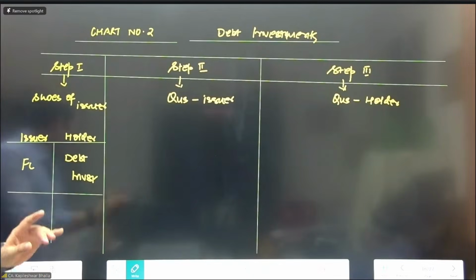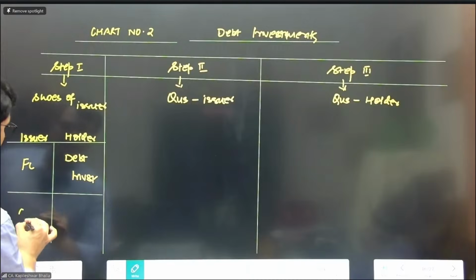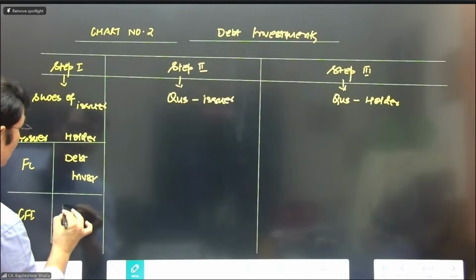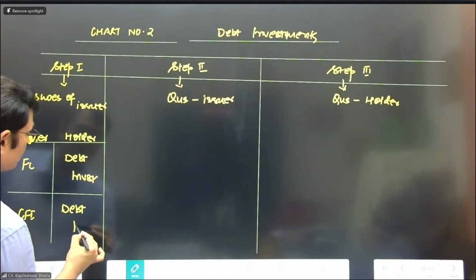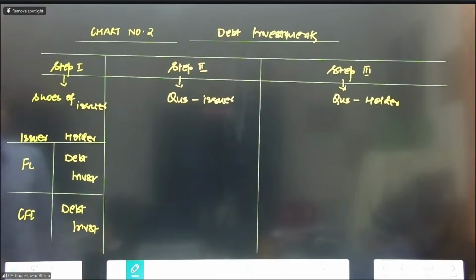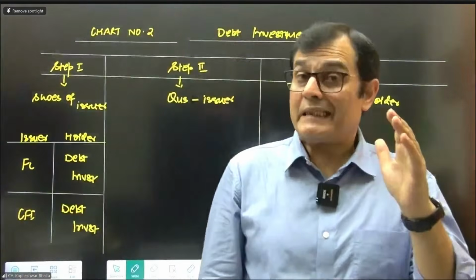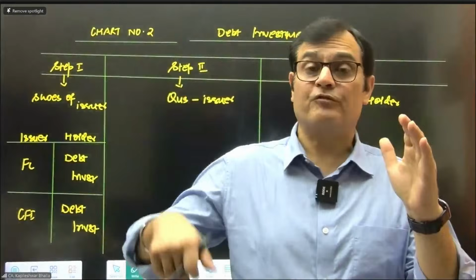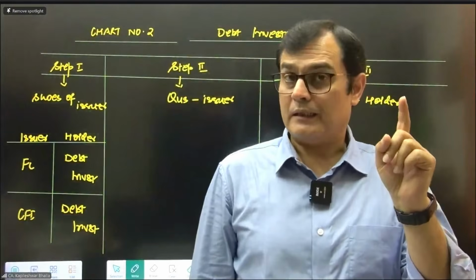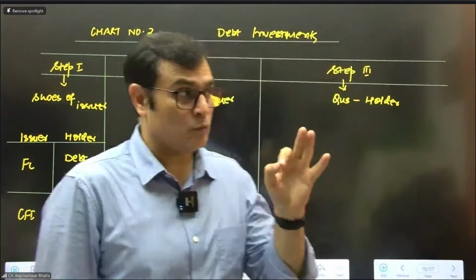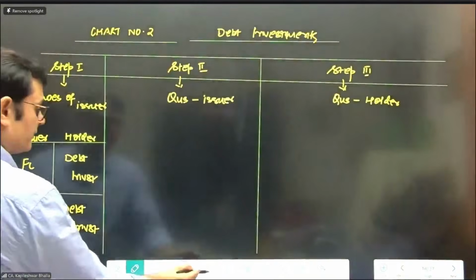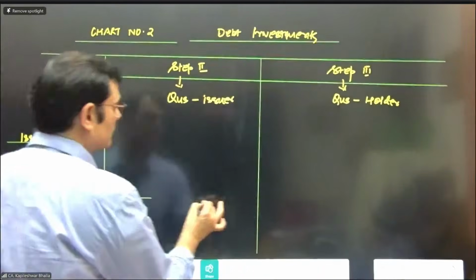As an issuer, if you say that it is a compound financial instrument, then it also becomes a debt investment for the holder. So you need to remember that from the point of view of a holder, there are two categories of debt investments. What is FL is a debt investment for the holder. What is CFI is also a debt investment. So we need to split our discussions in terms of these two separate areas.